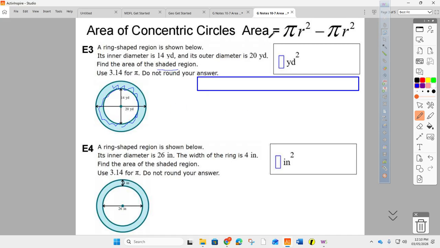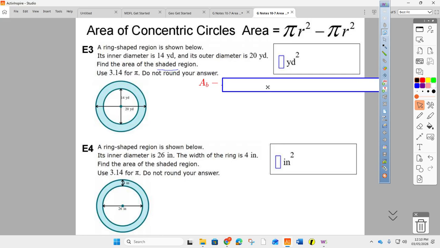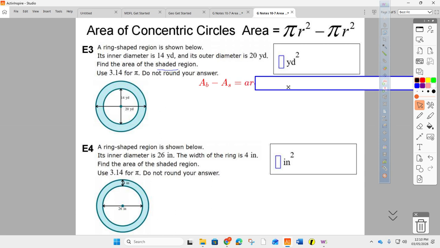So this says, in order to find the area of the shaded region, we're going to take the area of that outer circle, or I think of it as the big circle, and then we're going to subtract the area of that inside smaller circle. And that's going to give us the area of the shaded region.